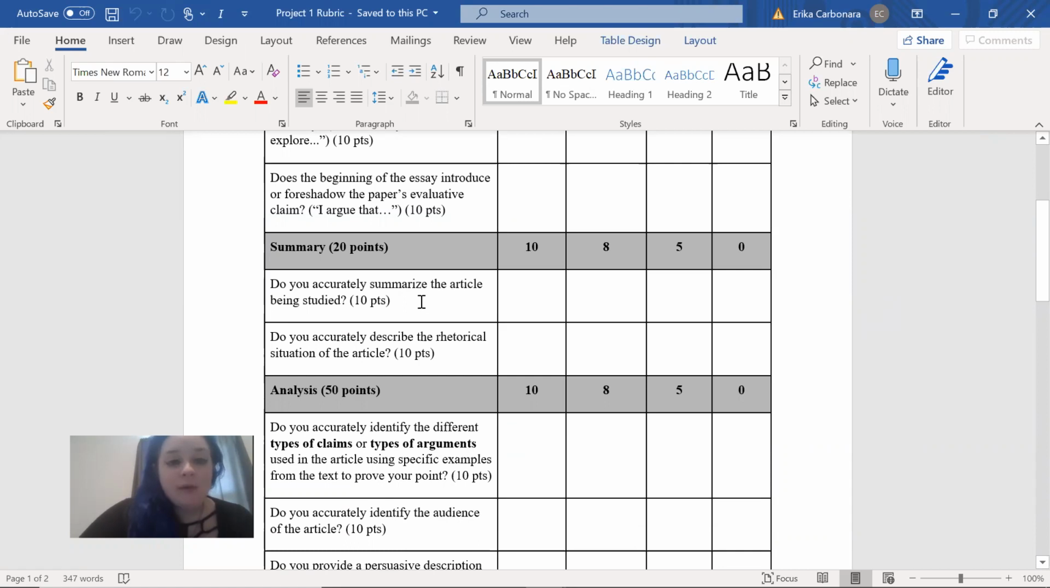One thing we didn't talk about too much was summary, right? It makes logical sense, though, that if you are talking about an article, you should probably summarize the article before you start picking apart the rhetoric of the author, right? So you want to make sure that you're summarizing it, right?